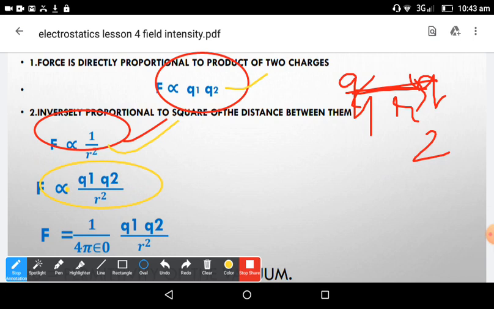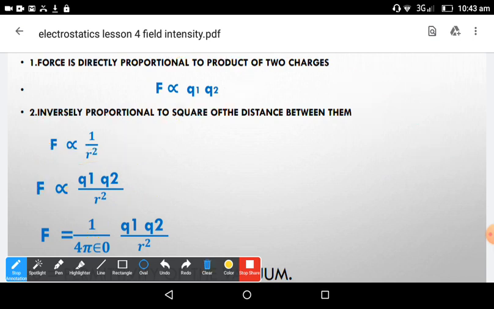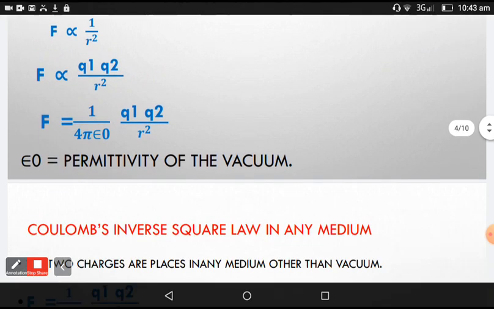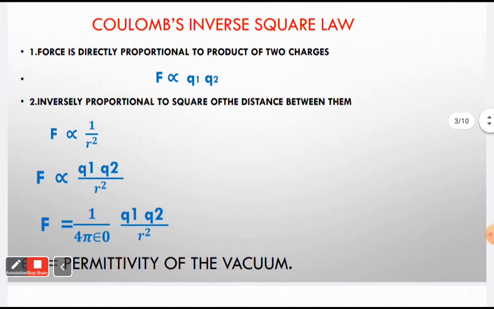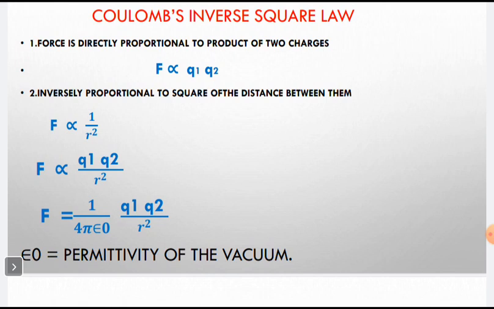Where is the proportionality symbol? Here. And when you remove the proportionality symbol, you will have a constant. Constant value is this one here. This is the constant value, 1 by 4 pi epsilon naught. 4 and pi are constants, numbers అవి. Pi అంటే 22/7. Then what is this epsilon naught? ఈ epsilon naught ఏంటి? This is called permittivity. దీని పేరు permittivity. అయితే we are keeping the two charges in the vacuum. Vacuum లో పెట్టాం కాబట్టి this is called permittivity of the vacuum.